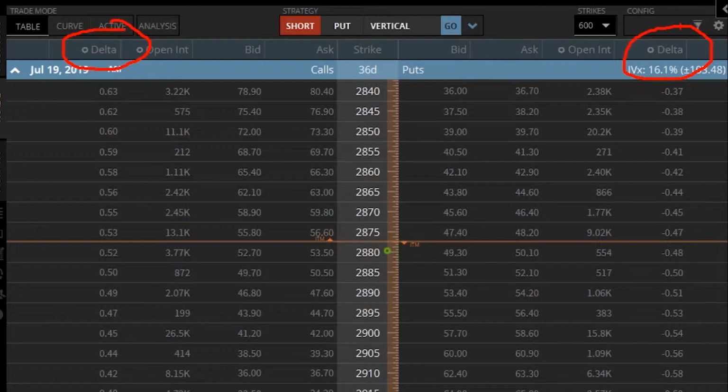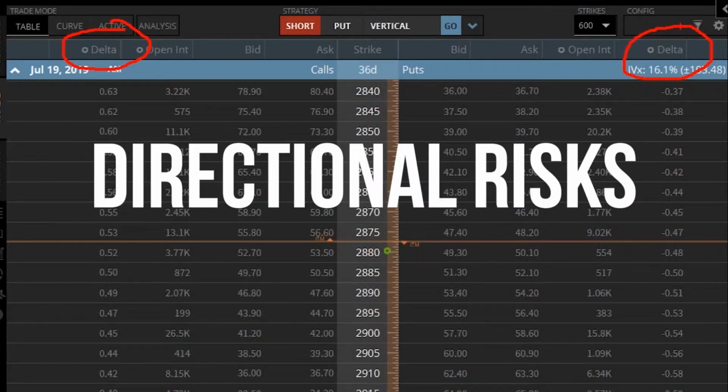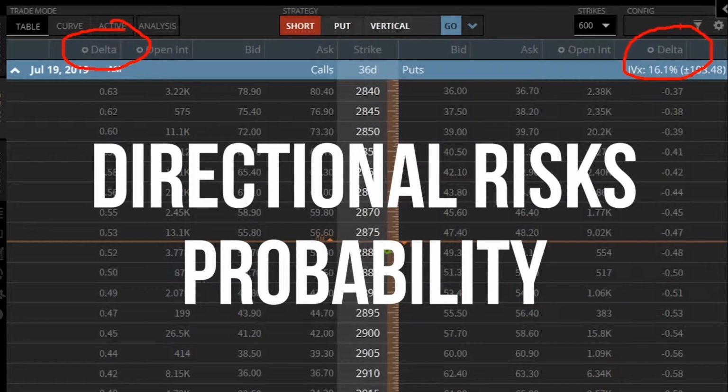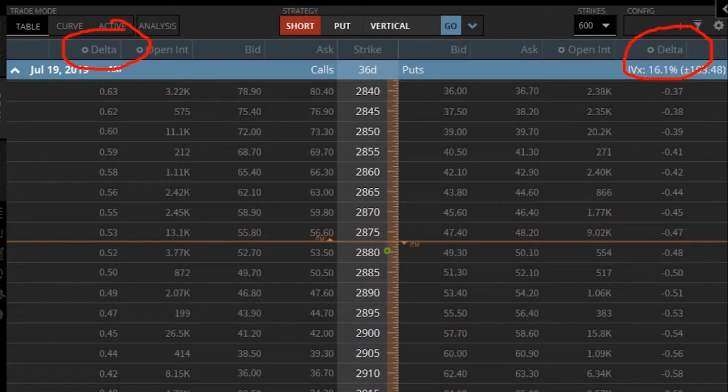Delta is very important. Delta determines your directional risk and it determines your probability. When I mean directional risk, I mean delta indicates how much you're going to lose based on every 1 point move. So if you are long 100 shares of XYZ and it goes up 1 point, then you make 100 points.